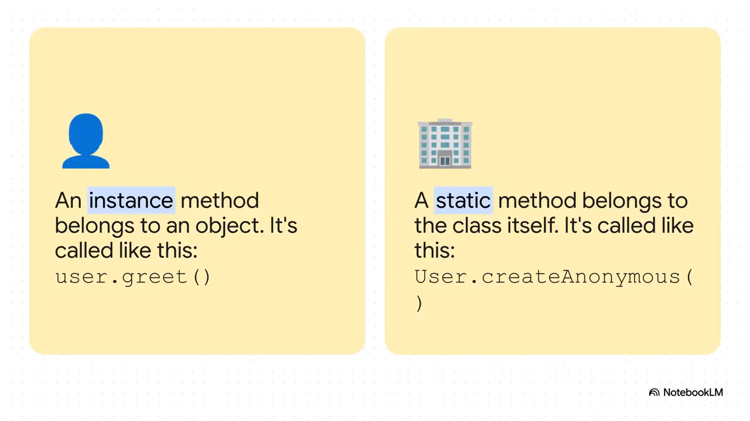All right, this next part is a really crucial distinction. So let's break it down. We've got two flavors of methods. Instance methods, like greet, belong to a specific object you've made. Alice can greet, Bob can greet, it's their action. But static methods are different. They belong to the class blueprint itself. They're like utility functions that are related to the class, but you don't need a specific user to call them. You call them right on the User class.